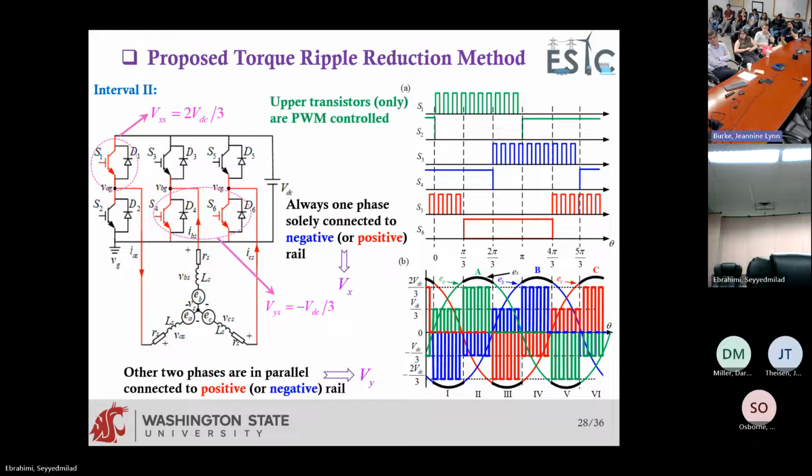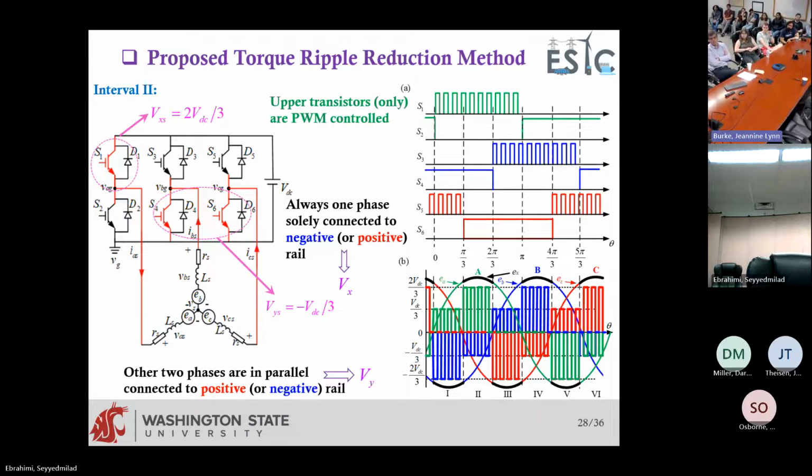With this, the one that is solely connected, we call it Vx. You can formulate it, and that one is going to be 2 multiplied by VDC divided by 3, based on the table that we had. And the two others that are connected either to negative or to positive, we call them Vy, and they're equal to minus VDC over 3. Know that the sum of them should be equal to 0. So VA plus VB plus VC should be equal to 0, or any combination.